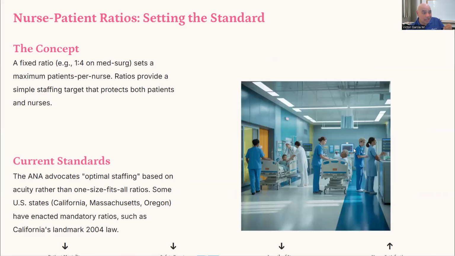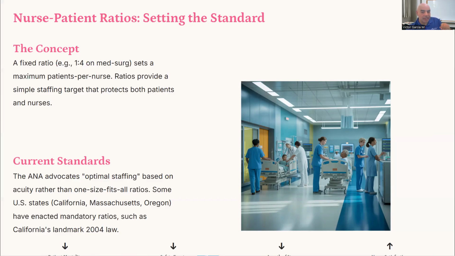Now, why do these matter? Safe ratios help reduce mortality, prevent errors, improve nurse satisfaction, which is really important, and ensure patients receive timely interventions. Research consistently shows that when nurses are assigned too many patients, critical assessment and care can be delayed or missed. Lower ratios also help reduce burnout and turnover, supporting a stable nursing workforce.